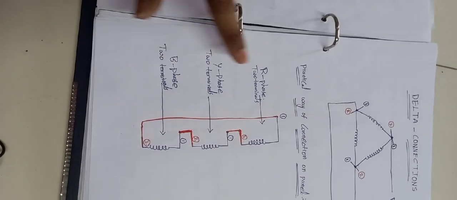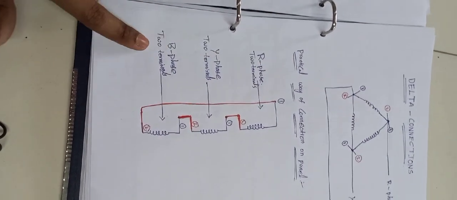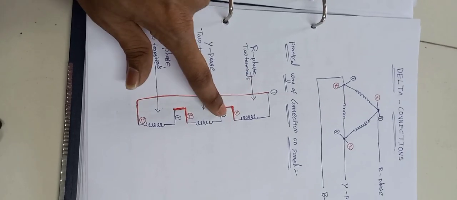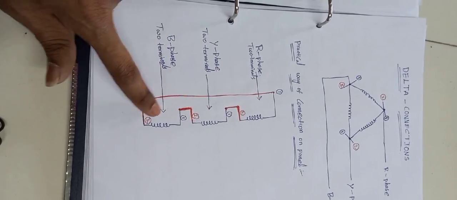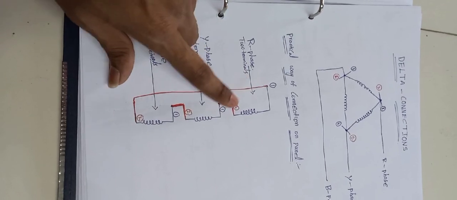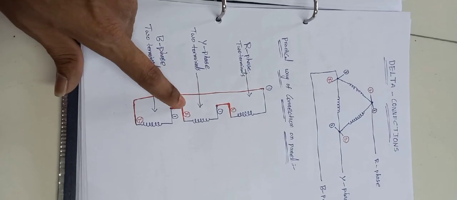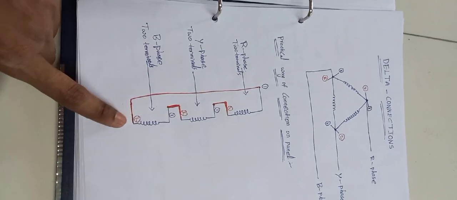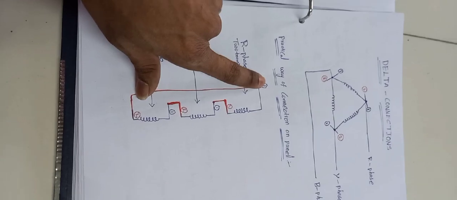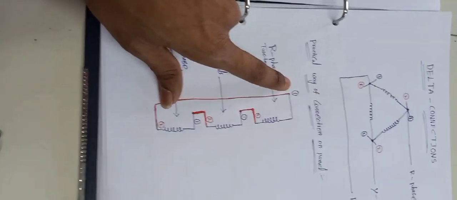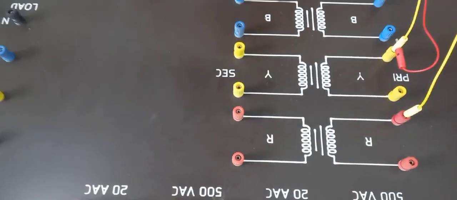We have three phases R, Y, B, and they have second terminals here: the first phase second terminal, the second phase second terminal, and the third phase second terminal. Here the first phase second terminal is connected to the second phase first terminal, the second phase second terminal is connected to the third phase first terminal, and the third phase second terminal is again connected to the first terminal of the first phase, I mean the R phase. So this is the practical way of connection. That practical way of connection we are going to observe in the control panel here. I am going to connect it on the secondary side.